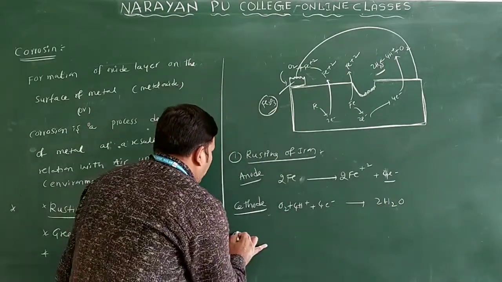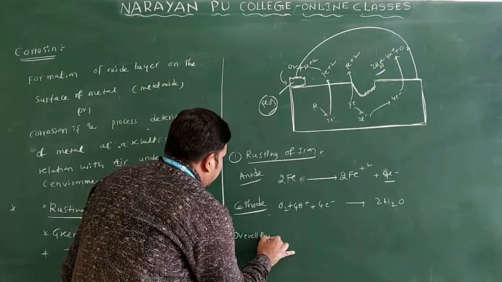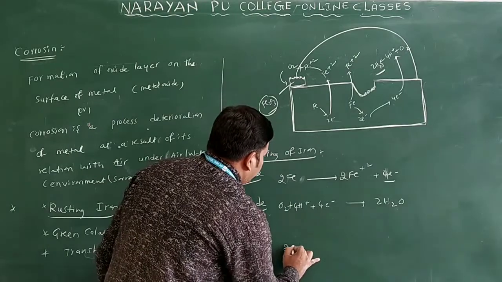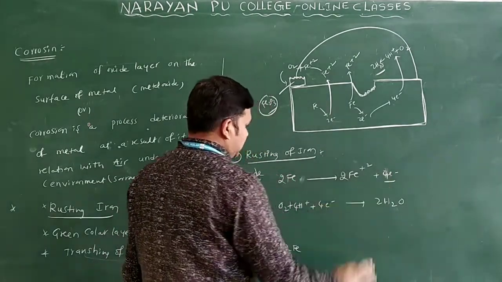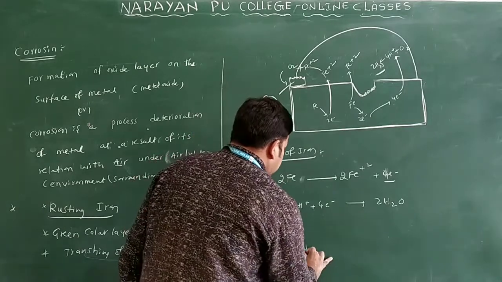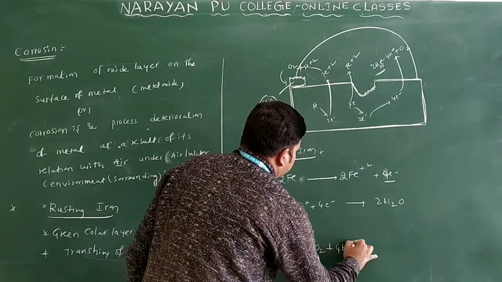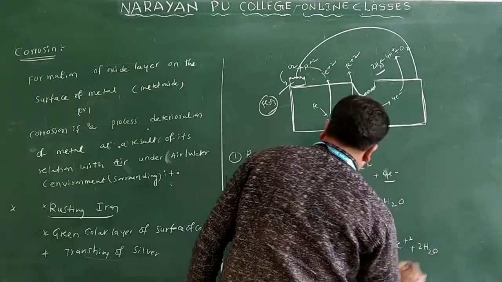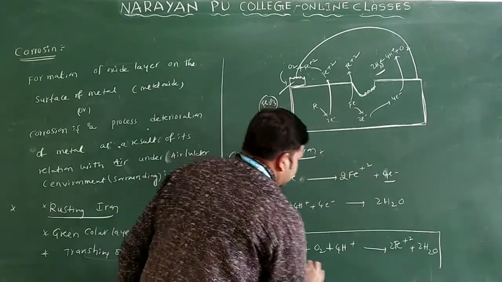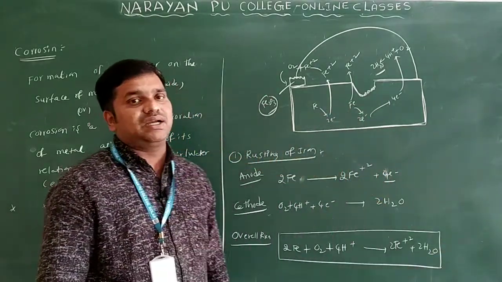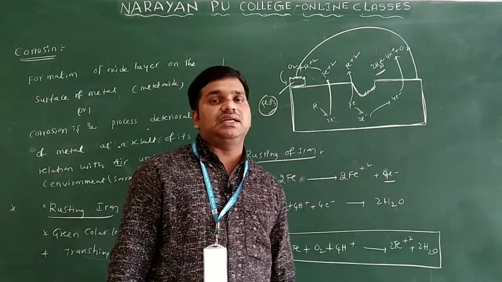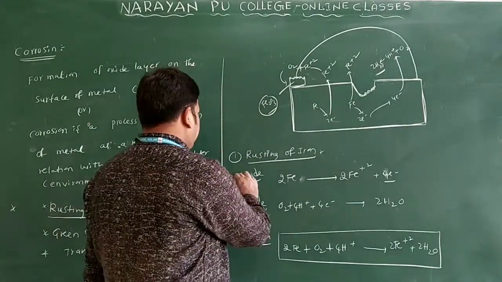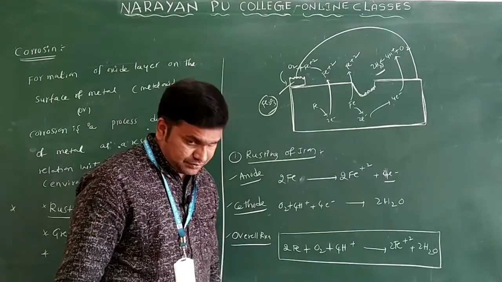Now we can see the overall reaction. Combining these two, what do I get? The 4 electrons and 4 electrons are cancelled. So 2Fe plus O2 plus 4H+ gives rise to 2Fe2+ plus 2H2O. This is the overall reaction that takes place during rusting of iron, or the formation of the oxide layer on the surface of the metal. So this is regarding rusting of iron: the important anode reaction, cathode reaction, and overall reaction.